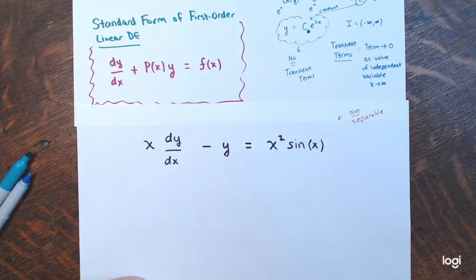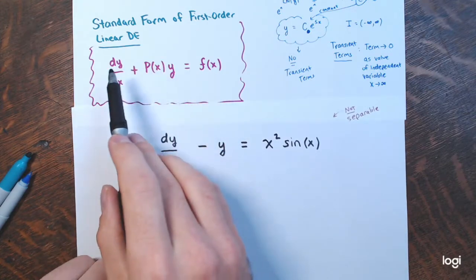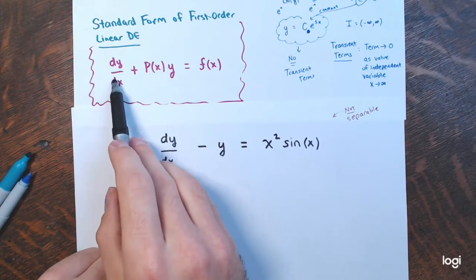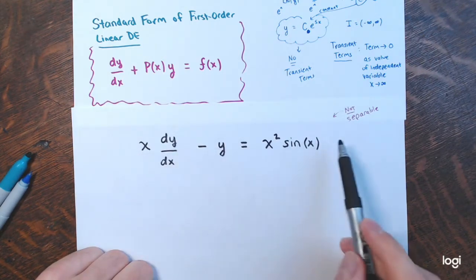You can do all you want, I don't see how you could get all x's on one side and all y's on the other. I just don't see how that could happen. So here we have a non-separable equation in x and y. And in order to get it in this particular form, you need the coefficient on the y prime to be 1. Here it's x, so I'm going to divide through by x.